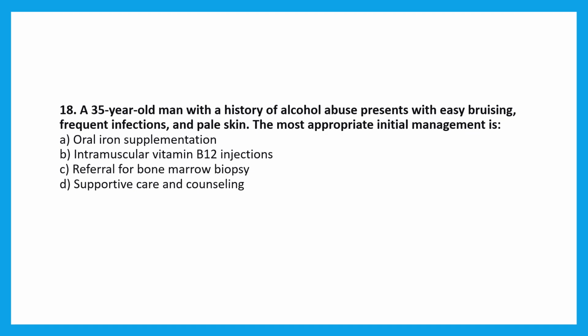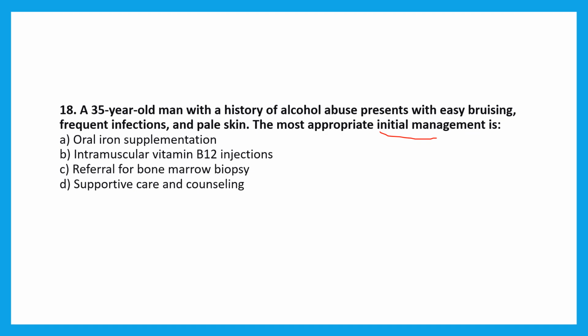We also said that this has to do with what? Question number 18, look at this now, initial management. We want the initial management here. This is actually different, so pay particular attention. A 35-year-old man with a history of alcohol abuse presents with easy bruising, frequent infections, and also pale skin. The most appropriate initial management is what? A, oral iron supplementation. B, intramuscular vitamin B12 injections. C, referral for bone marrow biopsy. D, supportive care and counseling. Which one do you think is the correct answer to question number 18?